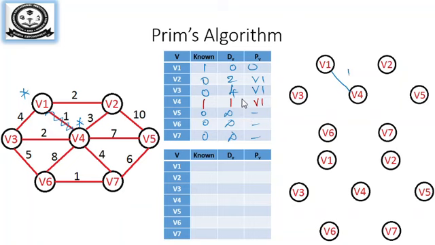Now let us update the weights. We will start from v2. So what is v4 to v2? It's 3. So I am talking about this vertex. So it is 3.